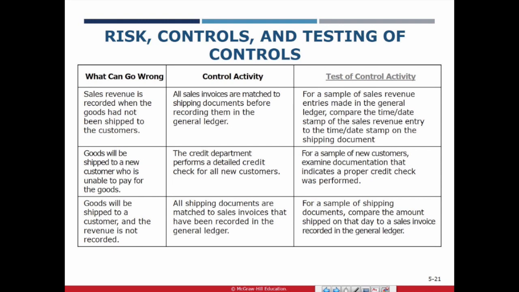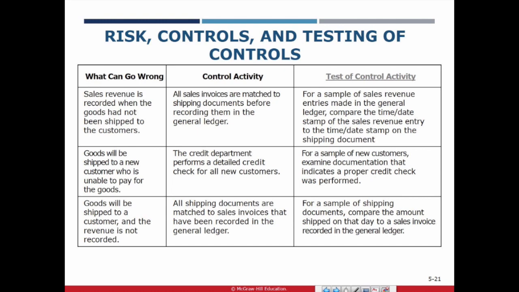Goods will be shipped to a new customer who is unable to pay for the goods. What is that assertion? Existing? Do these new customers really exist? Well, that's not what that's saying. It's saying that goods are shipped to a new customer. Valuation. What happens if you ship goods to a customer that's not creditworthy? That they're unable to pay, right? You're going to end up with bad debt. Right? So you're trying to avoid that.